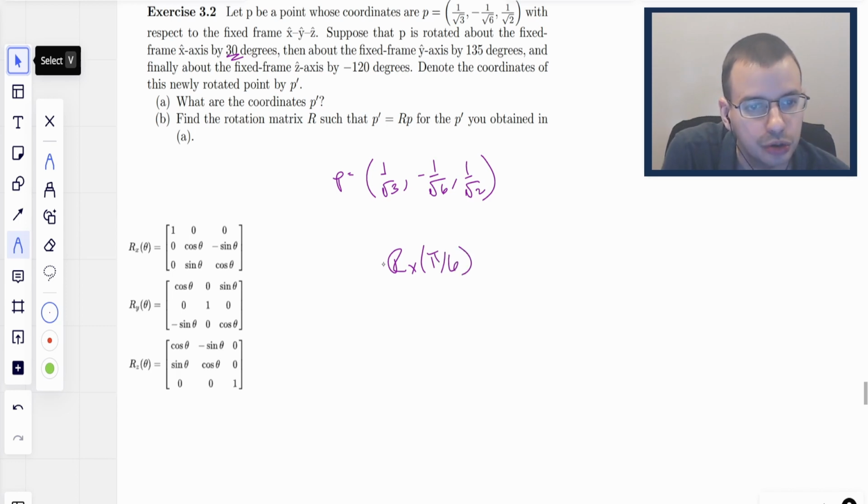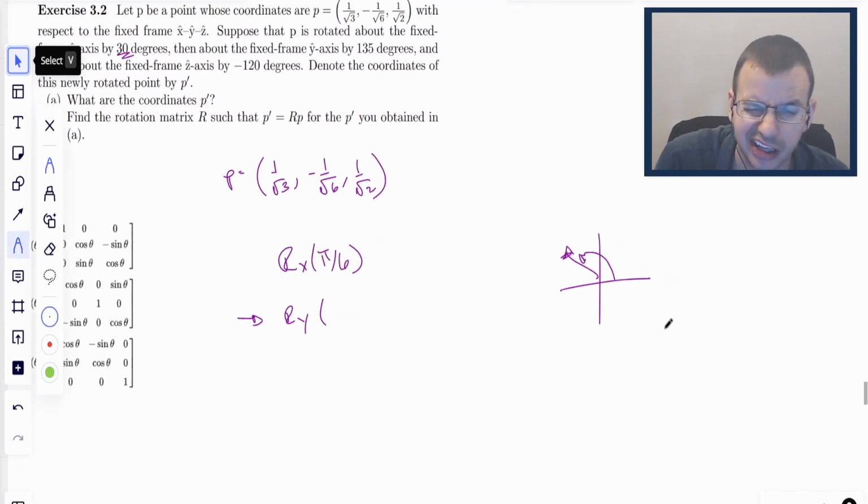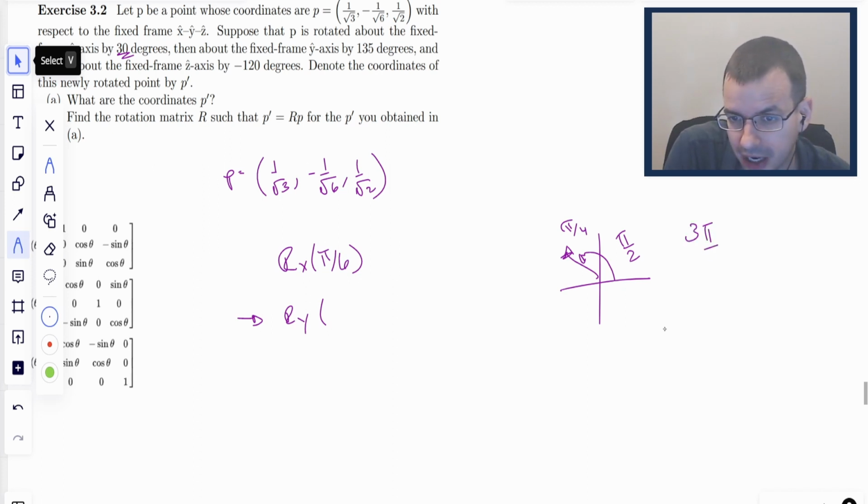Then we're going to do rotation about y by 135 degrees. So 135 is this direction. This is 45 degrees, which would be pi over 4. This is going to be pi over 2. So pi over 2 plus pi over 4 is 3 pi over 4. So I'll call that 3 pi over 4.